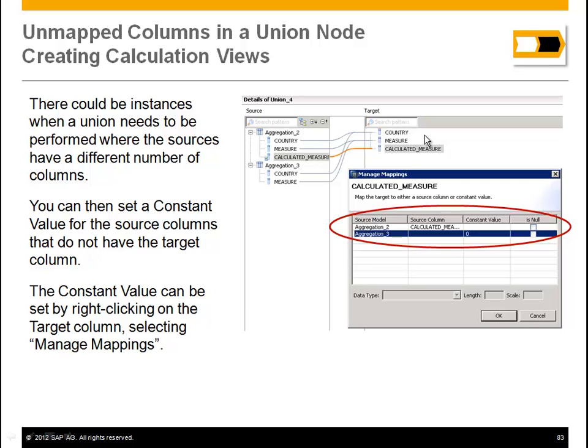So in this scenario, as you can see, we have three fields over here for aggregation number 2. For aggregation node number 3, we only have 2 fields, so they are different. Therefore, in instances when a union needs to be performed and the sources have different numbers of columns, you can set a constant value for the source columns shown over here on the right hand side. So in our example, in the aggregation 3 node, we do not have this calculated measure, so we're giving it a constant value of 0.